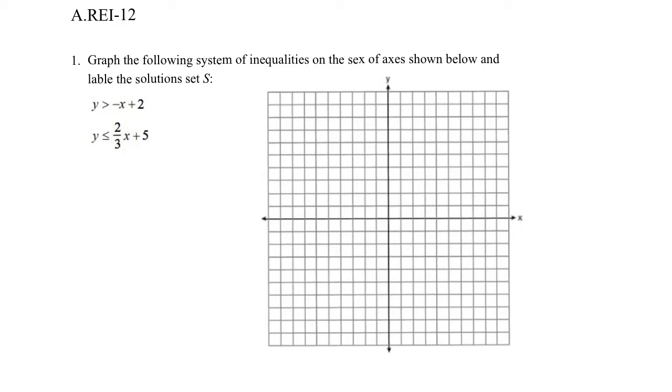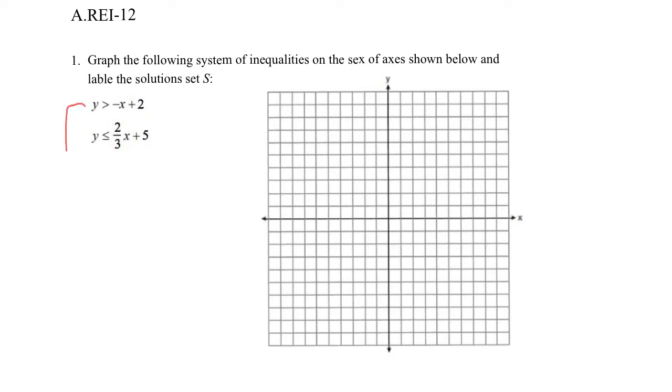All right, so this is the key for practice 3. The first thing it wants us to do is graph the following system. So now I have two inequalities that I need to graph on the same set of axes and label the solution set S. Okay, so when we do these, we're going to deal with one at a time.